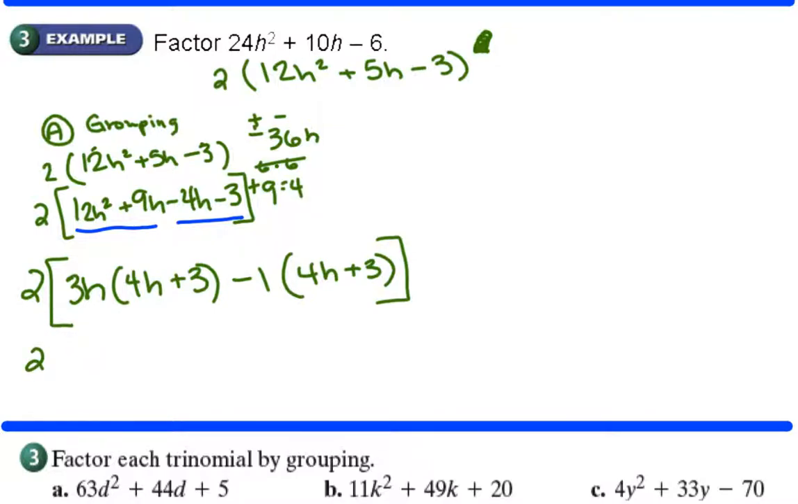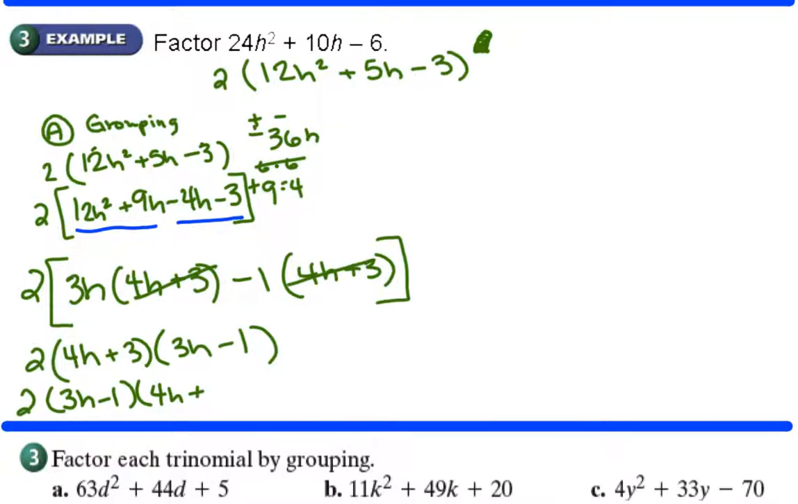So we've got 2 times, I'm going to do the one that I have inside the parentheses, the duplicated one, 4h plus 3, and then 3h minus 1. And there's your answer. And since these are the same degree, it doesn't matter which one comes first. So you can have that written as 2, 4h plus 3, or 2, 3h minus 1, 4h plus 3. Totally up to you.